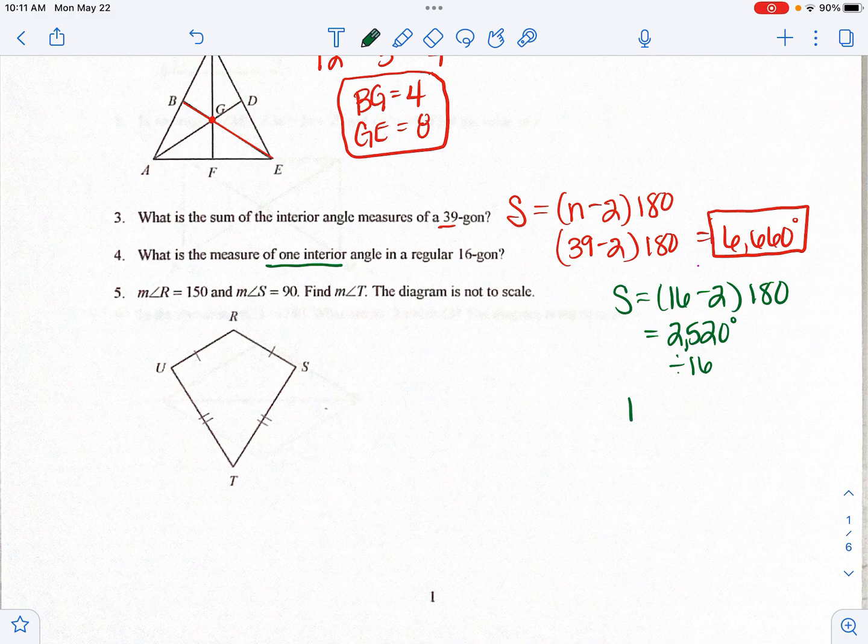So one of the angles would be 157.5 degrees. And that was number 4.